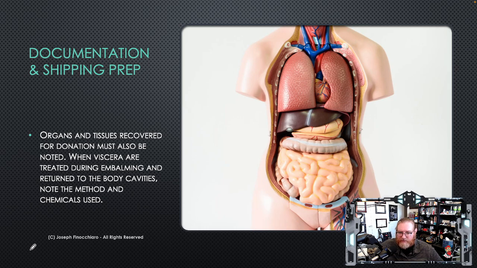Don't just say I used a 30 index cavity chemical. State the specific cavity chemical and state the specific quantity that you used. And when you are done, if you have a supplemental care form, use your supplemental care form to show any further treatments so that your embalming report is not further being altered.